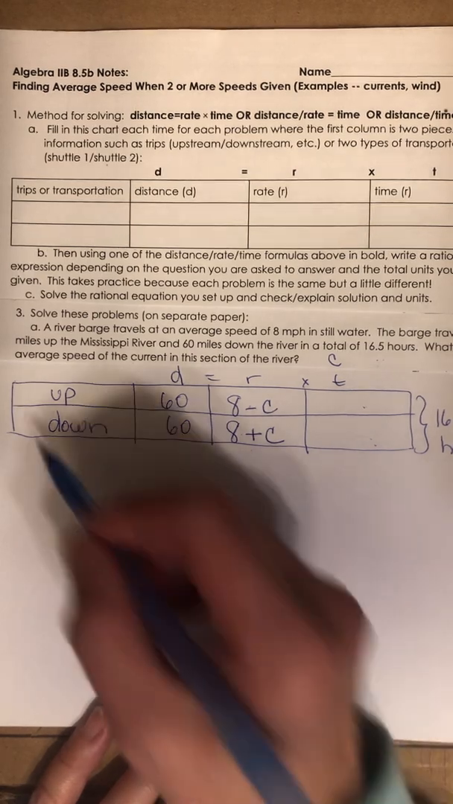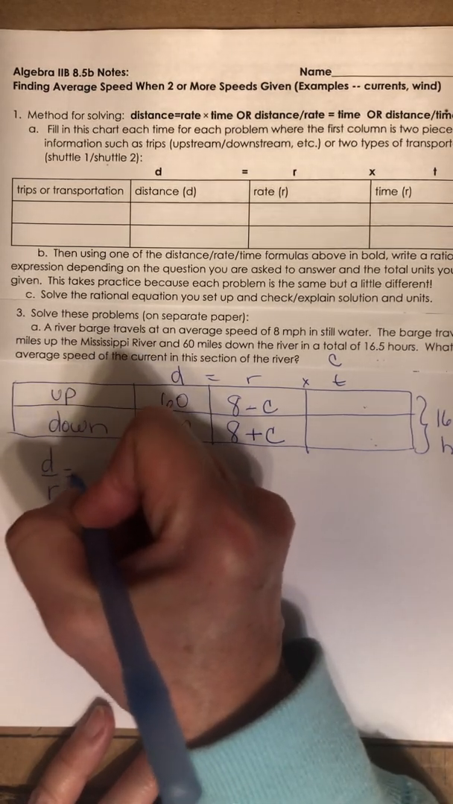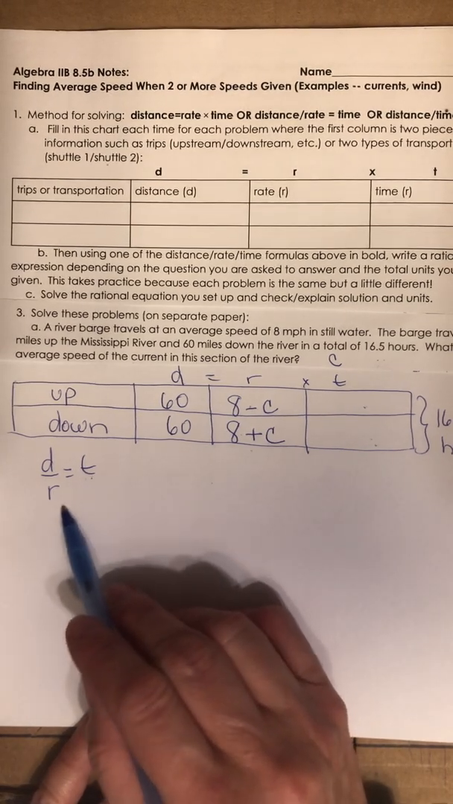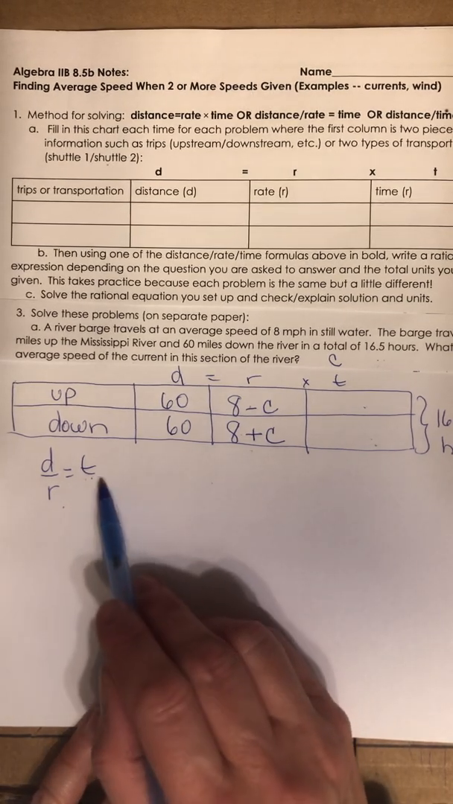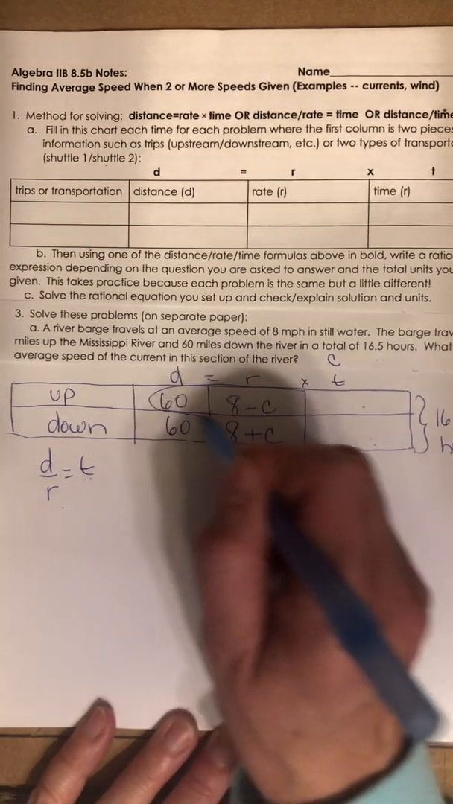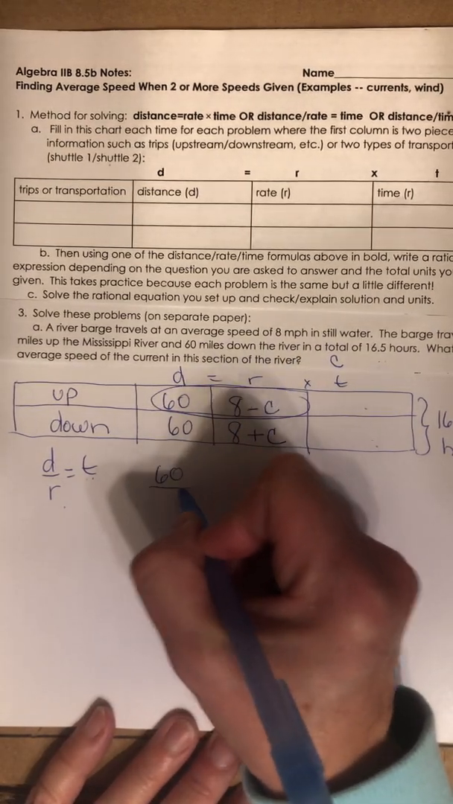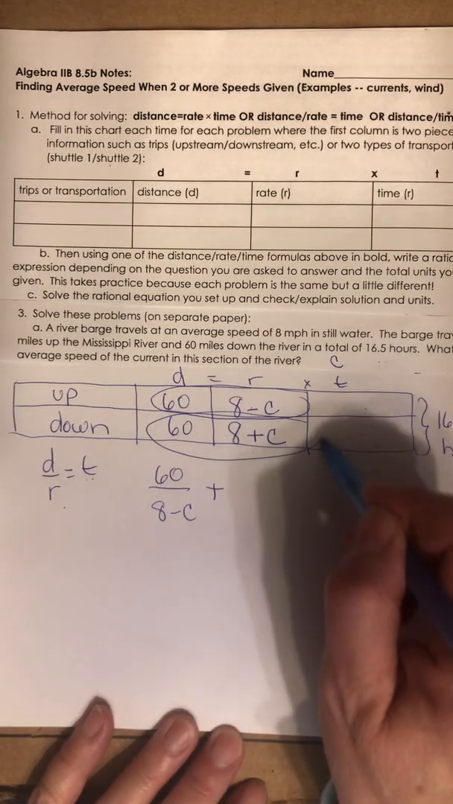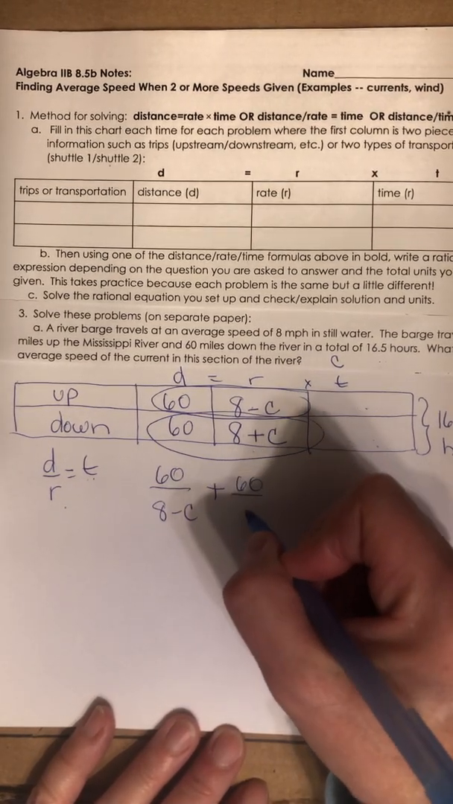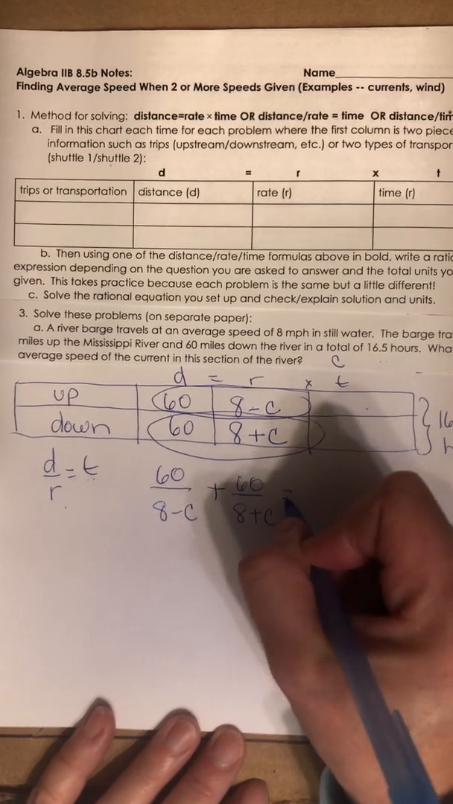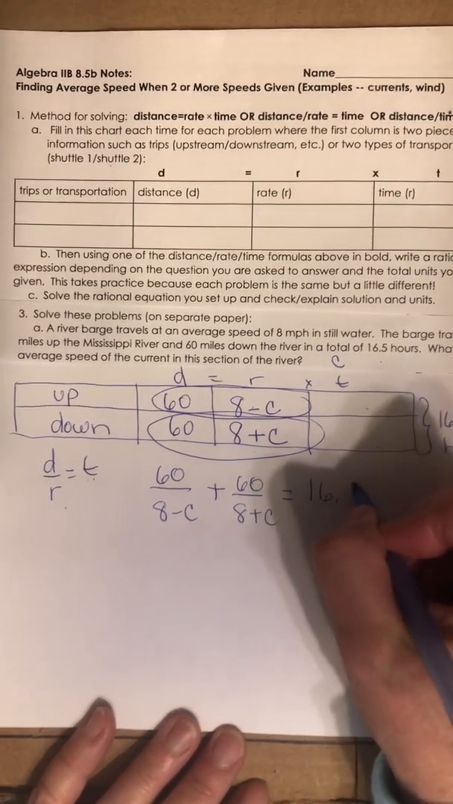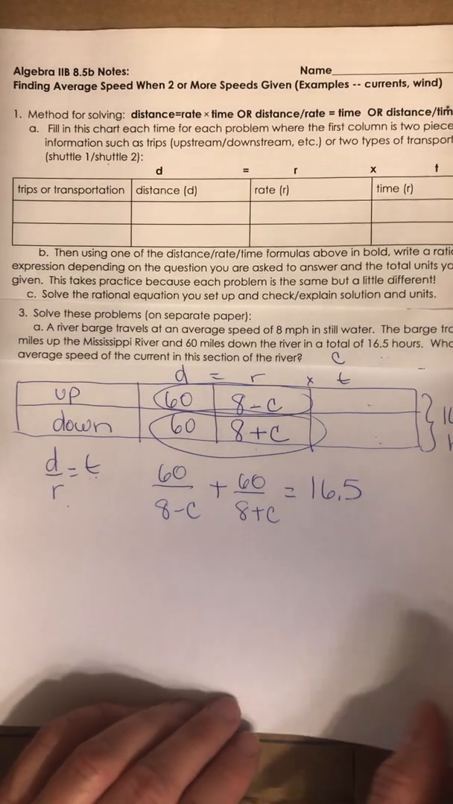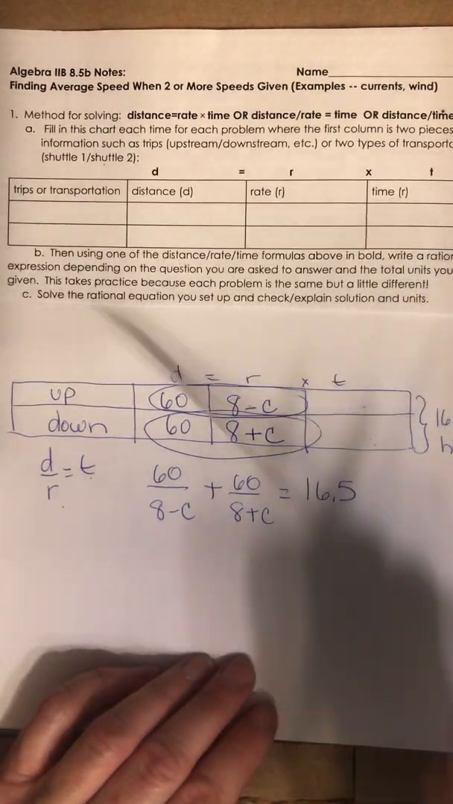So again, since we have a total time, we want to write the equation in terms of time, just like the kayaker. Time is distance divided by rate. Upstream, distance divided by rate, plus time downstream, distance divided by rate. And when you add up those times, you should get 16.5. Again, you know how to solve this rational equation. Let's go to the next problem.